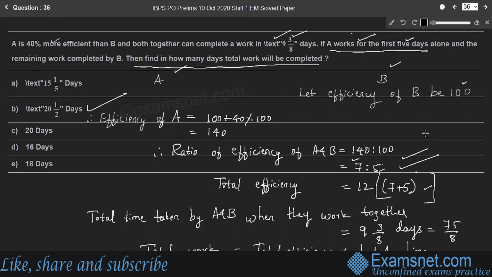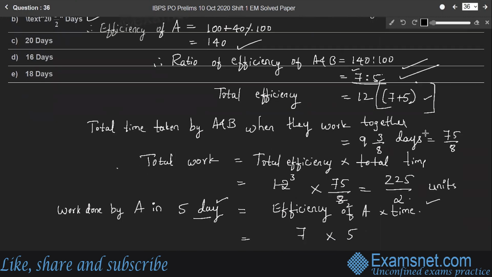But in the second case, A works for only 5 days and remaining work is done by B, right? So what is the remaining work and what is the total work and time taken by B? So all these we have to calculate, right? So by assuming efficiency of B be 100, then efficiency of A becomes 140 and ratio of their efficiency becomes 7:5, right? And total efficiency gives 12.